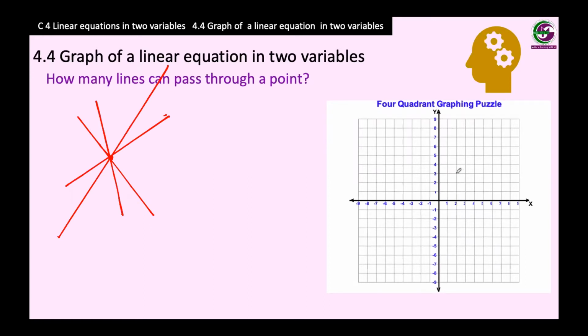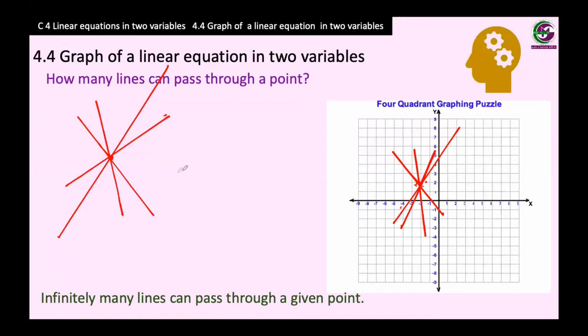Now let us see if we have a point on the Cartesian plane. How many lines can you pass through this point? For example, this is one line passing through this point. Again, we have a second line. For example, we have another line. And you can see, you can create uncountable number of lines passing through this given point. So what can you conclude from this information? Passing through one point, we can draw uncountable number of lines. Infinitely many lines can pass through a given point. So one point is not enough to draw a specific line.